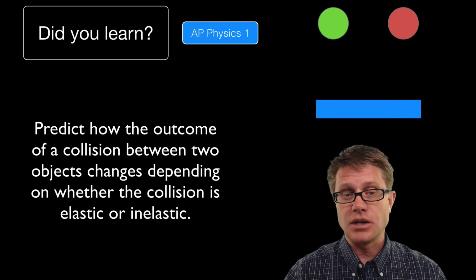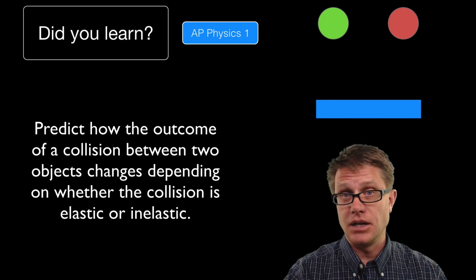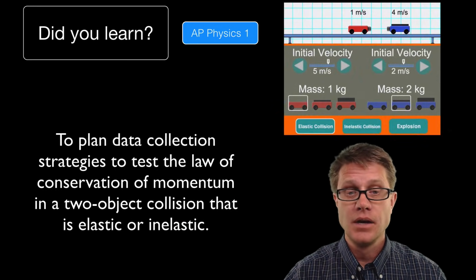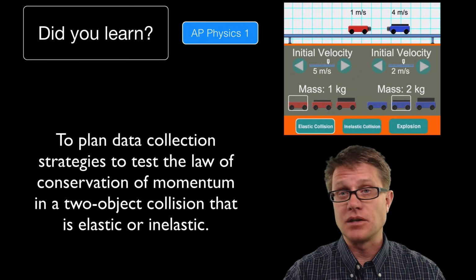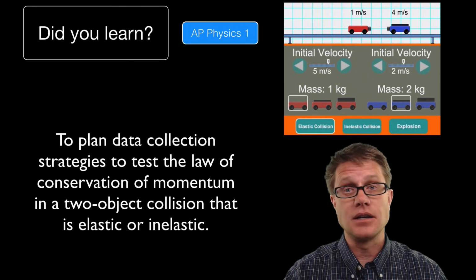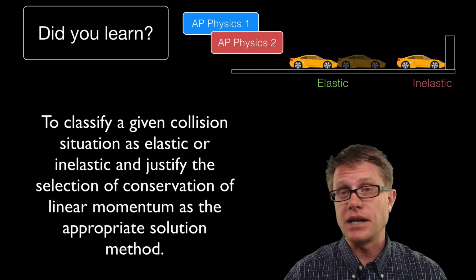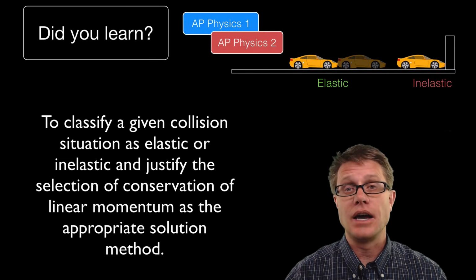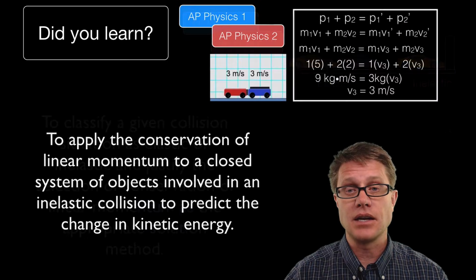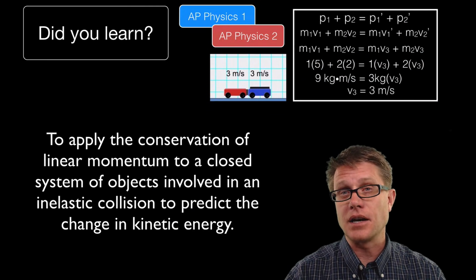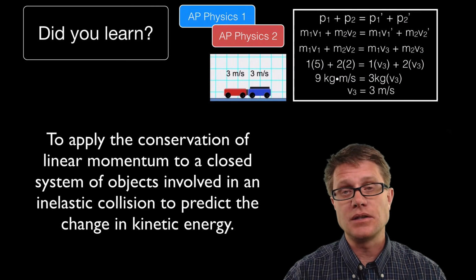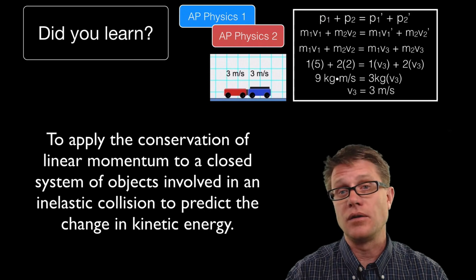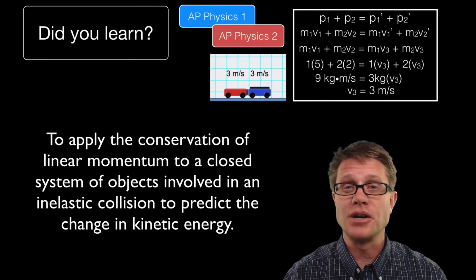And so did you learn to predict the outcome of either an elastic or an inelastic collision? Remember, elastic is when we don't lose any of that kinetic energy. Could you plan data collection? I'm using a simulation, but you could use carts colliding as well. Did you learn to classify a collision as elastic or inelastic? If we lose that energy, then it's going to be inelastic. And then finally, could you apply the conservation of linear momentum to an instance where we have an inelastic collision to solve for its final velocity? I hope so, and I hope that was helpful.